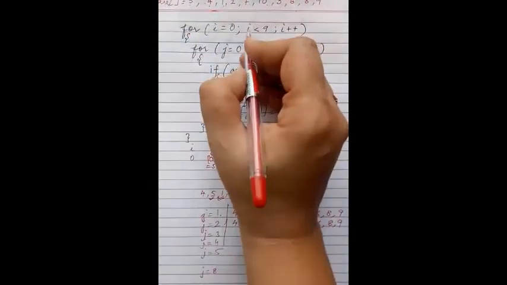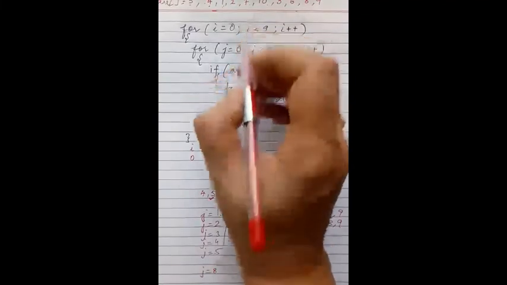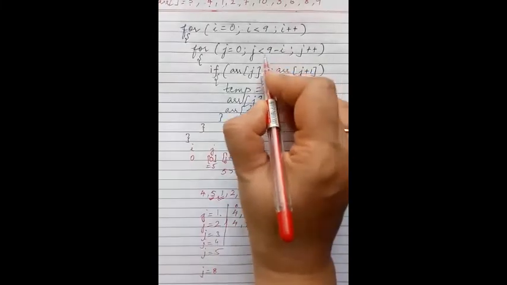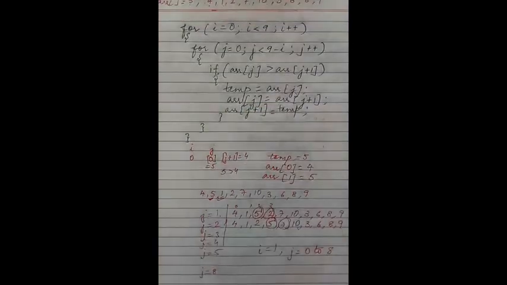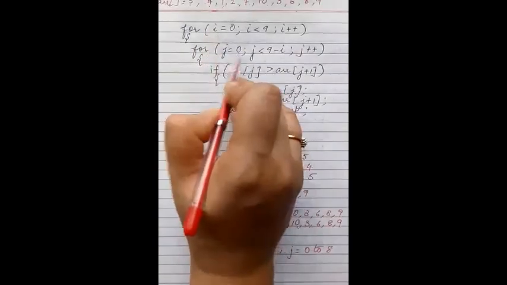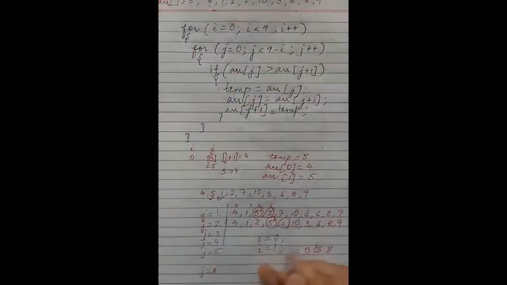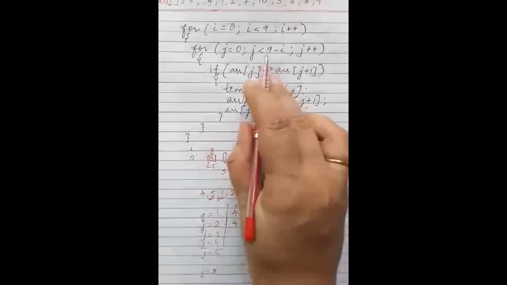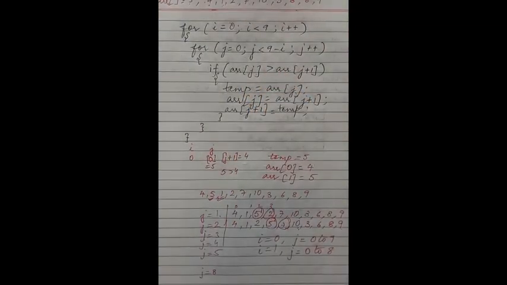I की वैल्यू चेंज होगी 1. I की वैल्यू जब 1 होगी तो J की वैल्यू क्या होगी? 0. व्हेन I इक्वल्स टू 1, J की वैल्यू क्या होगी? 0 टू कहाँ तक चलेगी? 9 माइनस I. 9 माइनस 1 मीन्स 8. जब I की वैल्यू 0 थी तो J की वैल्यू 0. व्हेन I वॉज 0 तब J की वैल्यू चली थी 0 से लेकर 9 तक. व्हेन I बिकम्स 1, J की वैल्यू चलेगी 0 से लेकर 9 माइनस I तक. दैट मीन्स 8 तक. That means last element will not be compared.